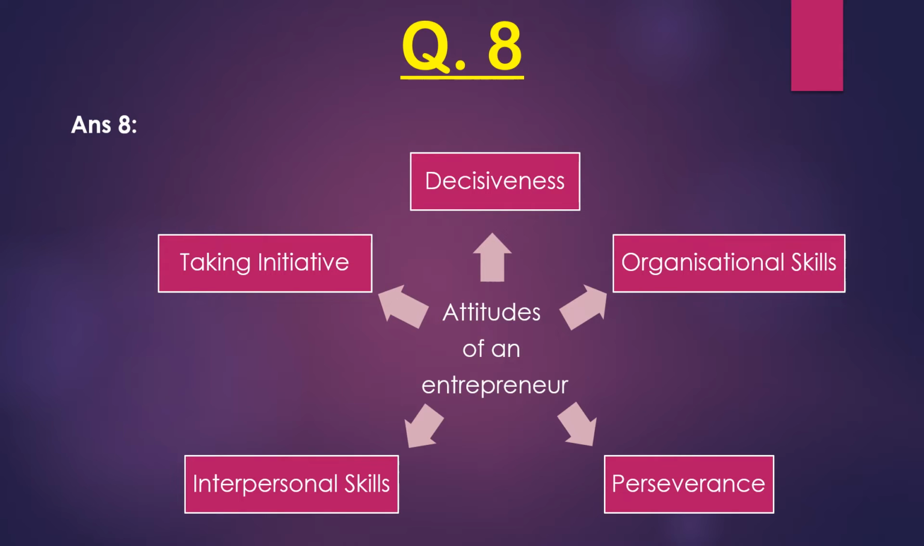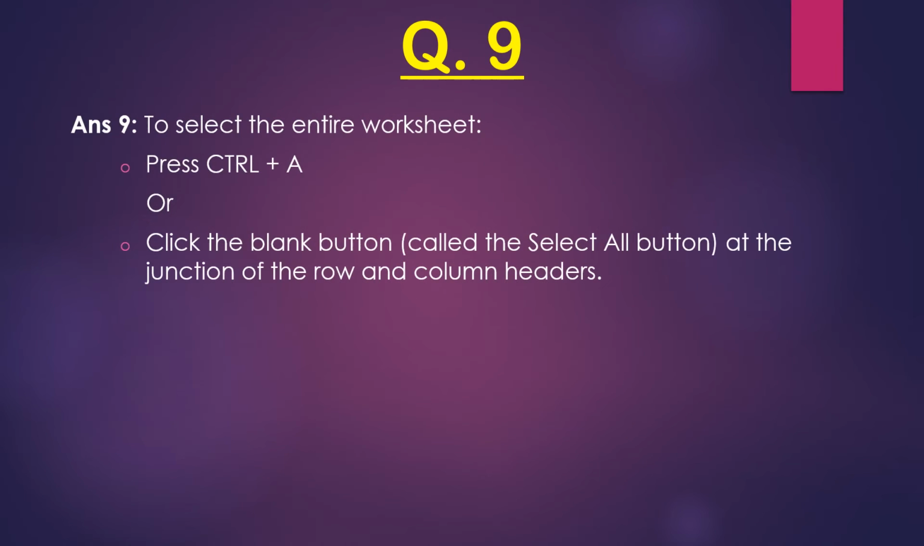Now here is answer 8. Here we were asked to draw a figure about the attitudes of an entrepreneur, so I have drawn this figure. You must take care that every point that you are including is up to the mark, meaning it is accurate, and you are not including any inappropriate point. All the points must be correct.